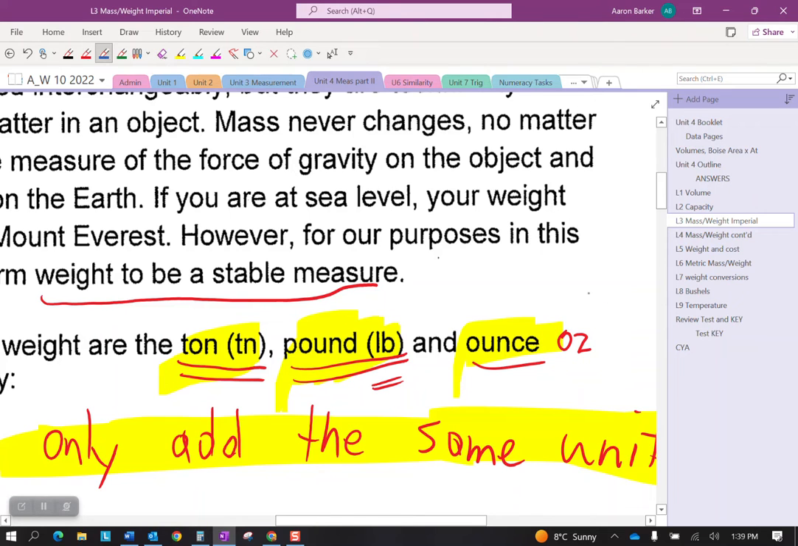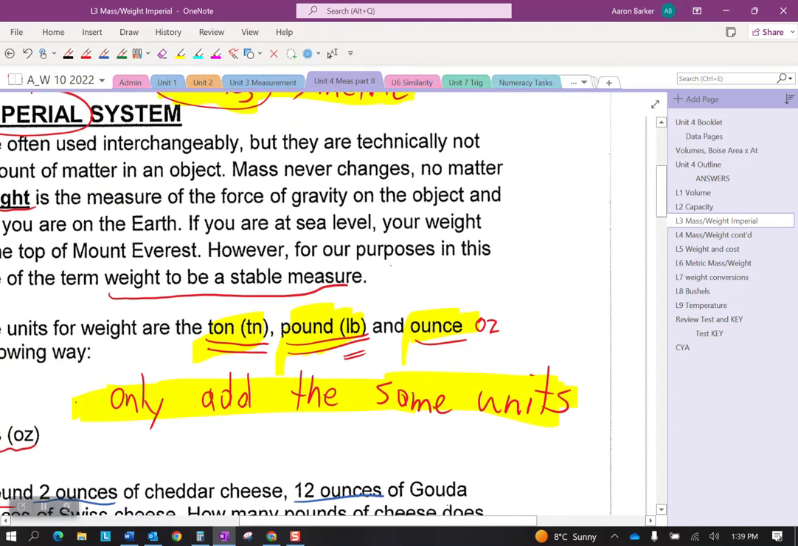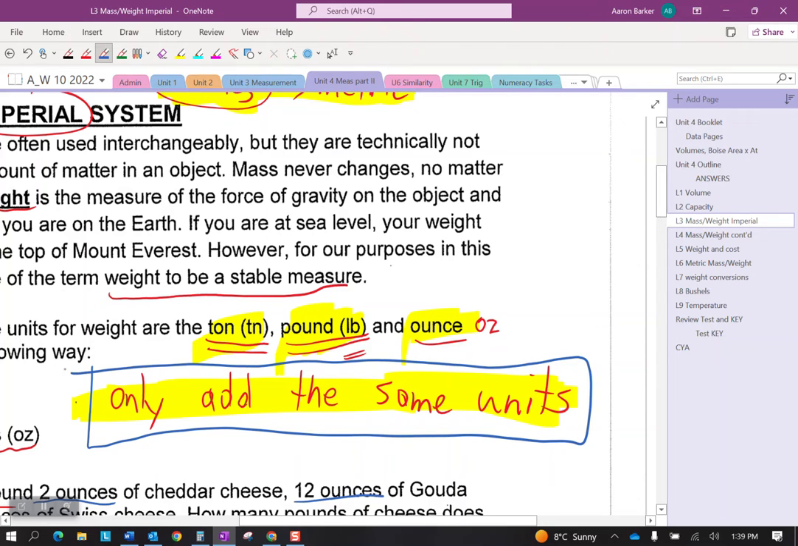Now, because there are 3 different ones, the trick is you can only add the same units. Write that down, put a box around it, make it pop out. Only add the same units. That's what your homework is going to quiz you on and test you on. We're going to explain why and what we mean by that in a second.